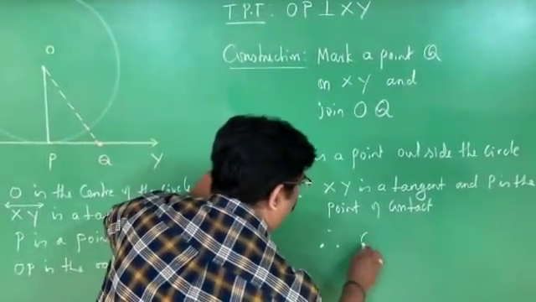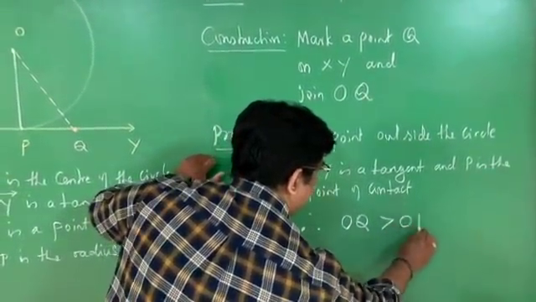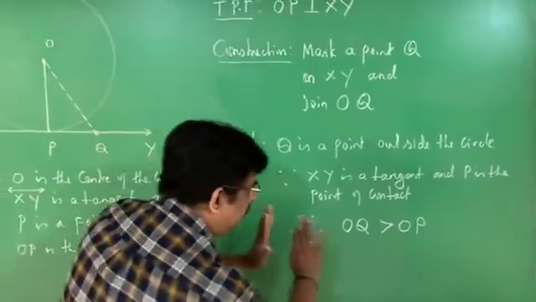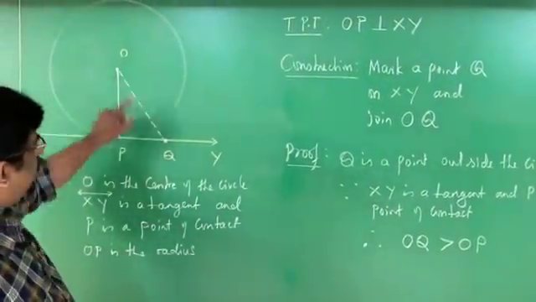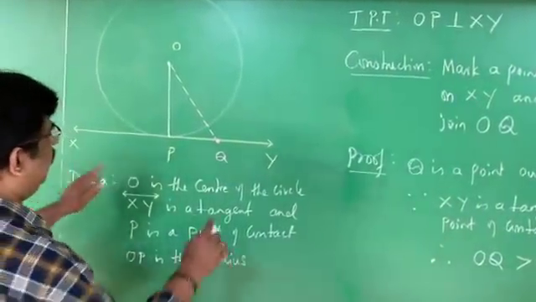Therefore, OQ is greater than OP. This is the only thing you have to write. OQ is greater than OP. Simple, isn't it? I repeat once again.